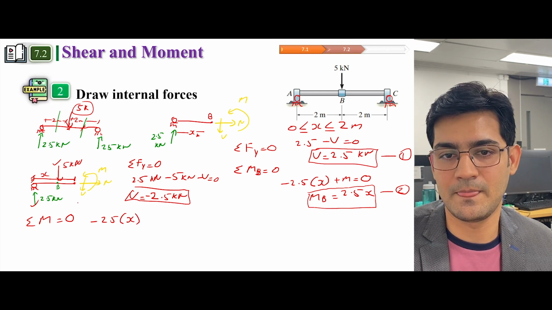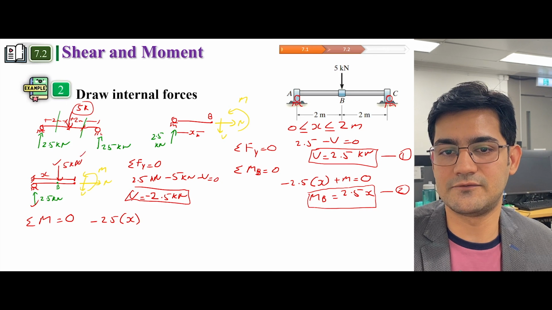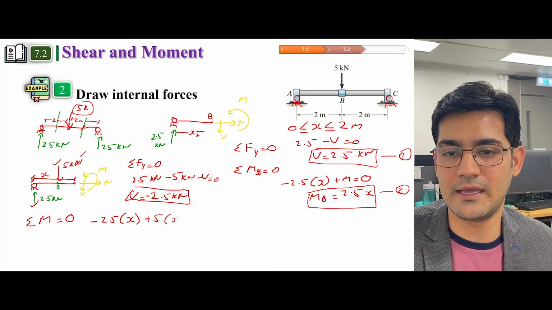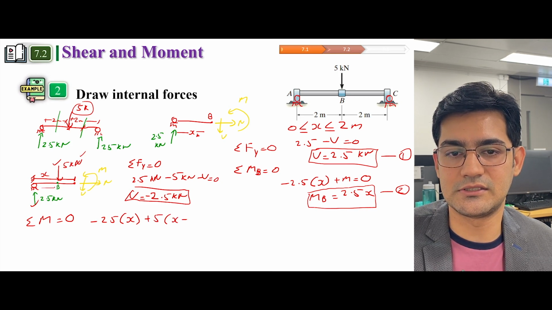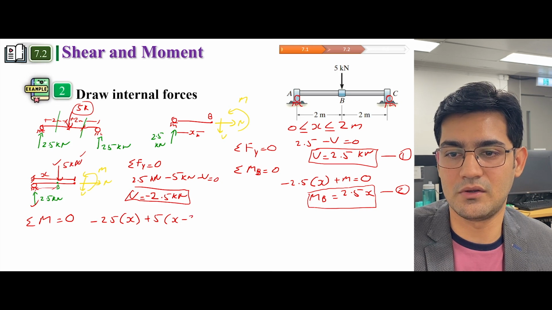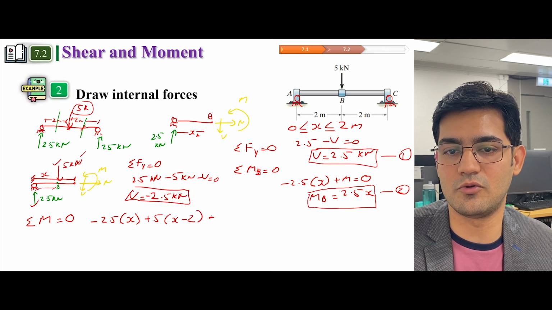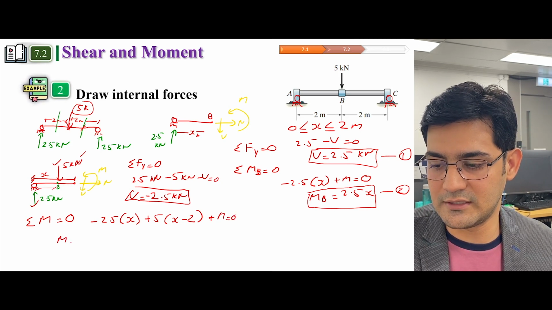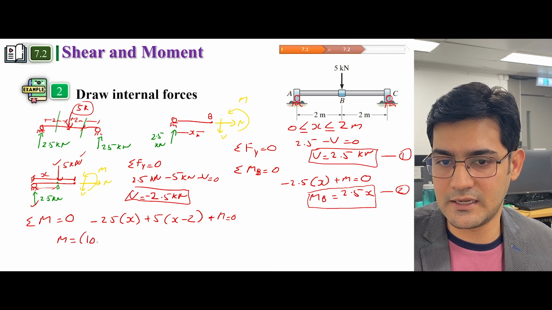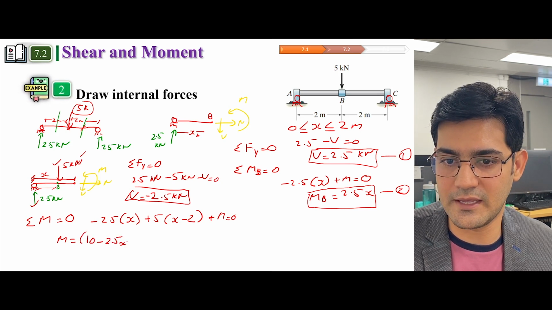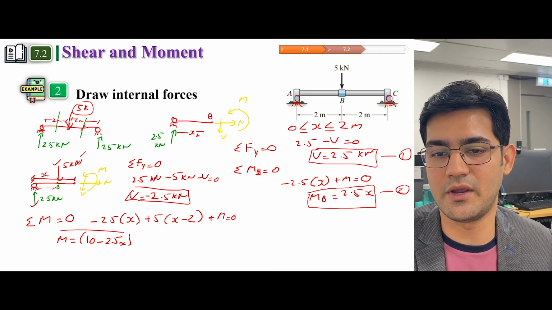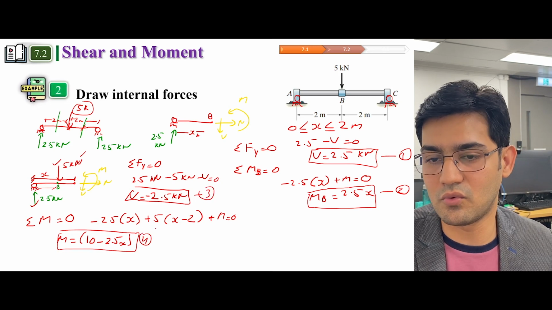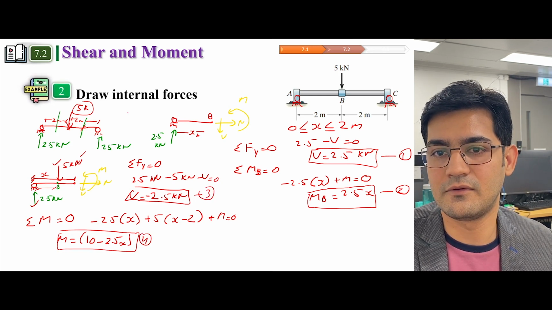The distance is x. And then you have this force which is anti-clockwise, so it would be positive 5 into x minus this distance. So this distance is 2, and you have another moment which is M equal to 0. So if you solve this, you will get the value of moment as 10 minus 2.5x. So this is the equation.